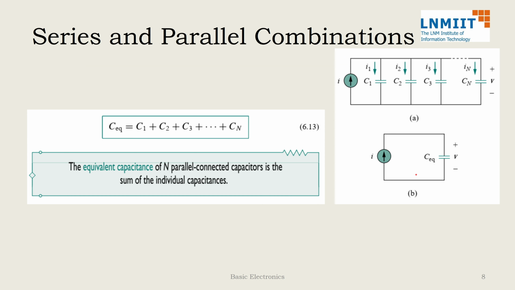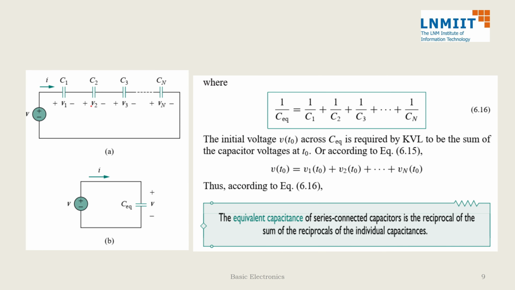Now when you are putting capacitors in series or parallel, when n number of capacitors are in parallel, then the equivalent capacitance is the summation of all of them. And when you have n number of capacitors in series, then 1 by C equivalent is 1 by C1 plus 1 by C2 and so on. This is a very basic thing we already know.